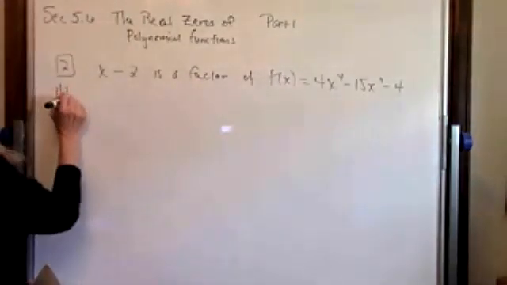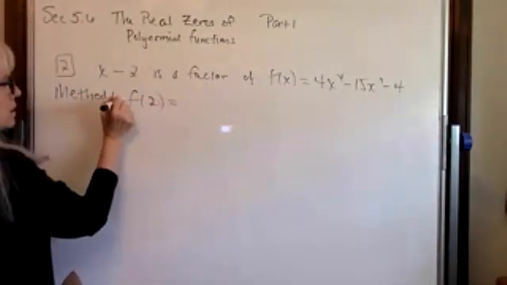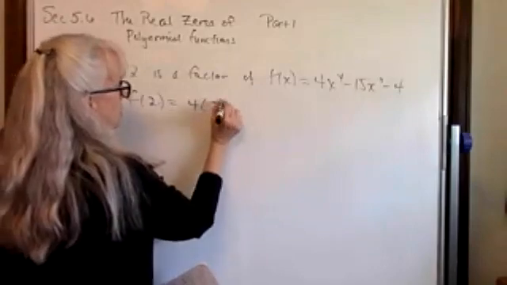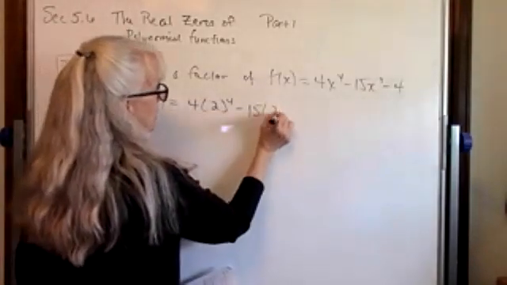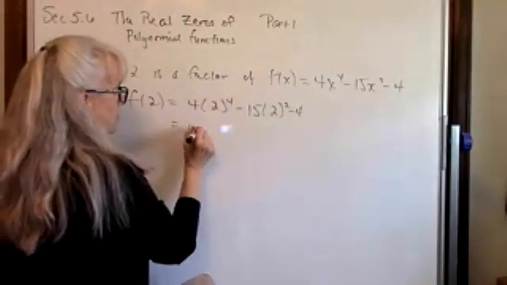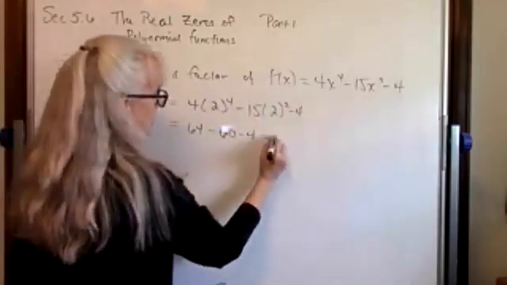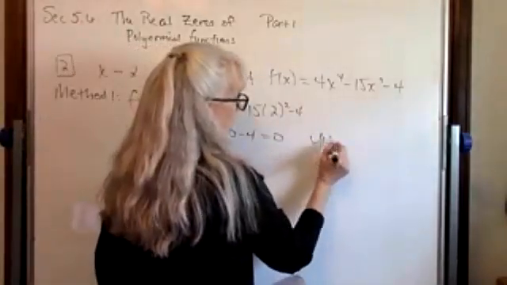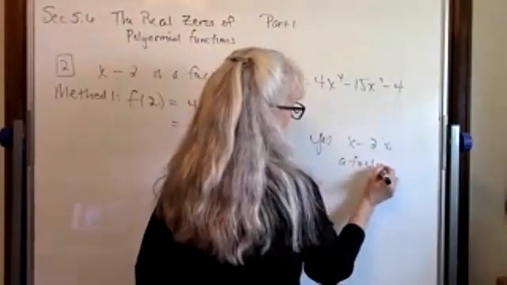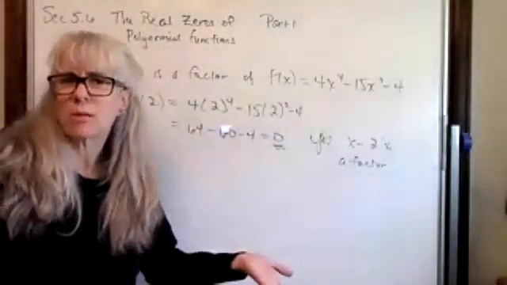So the first method is what we were just doing. We're going to evaluate the function. We're going to find f of 2. So this is method 1. We'll just do f of 2 using functional notation. So that would be 4 times 2 to the 4th minus 15 times 2 squared minus 4. So 2 to the 4th is 16 times 4 is 64. 2 squared is 4 times 15 is 60, minus 4, and sure enough, we get 0. So the answer is yes. X minus 2 is a factor. And I know it's a factor because the result is 0. And that's what the factor theorem is telling us, combined with the remainder theorem.